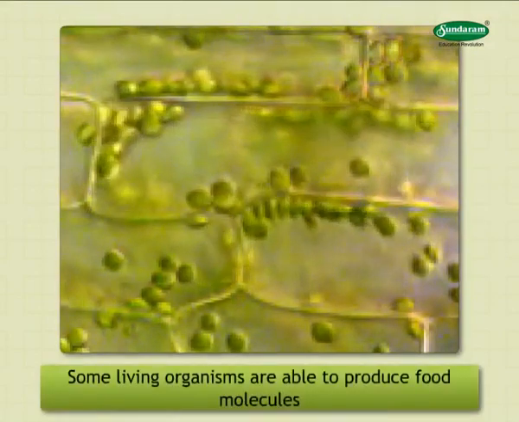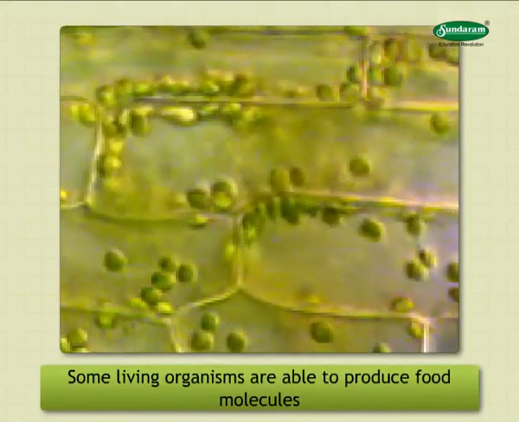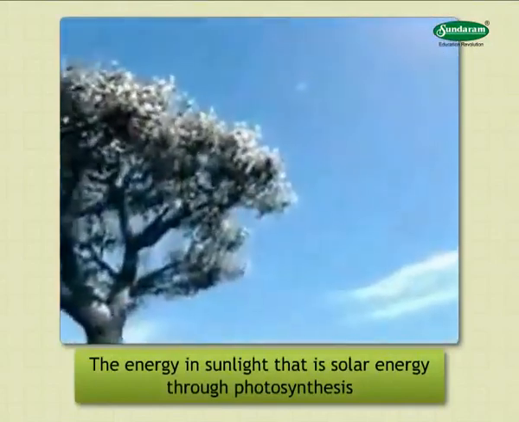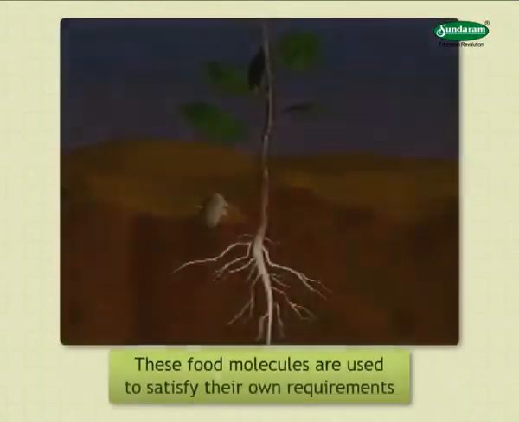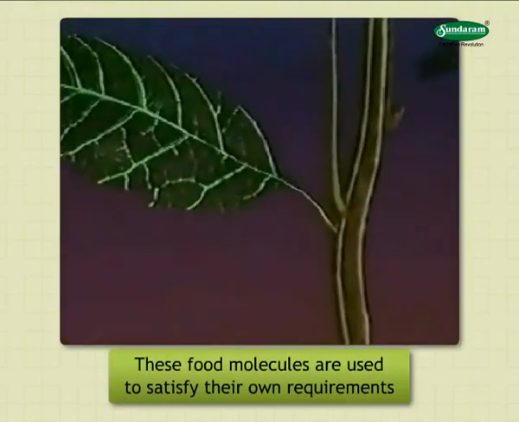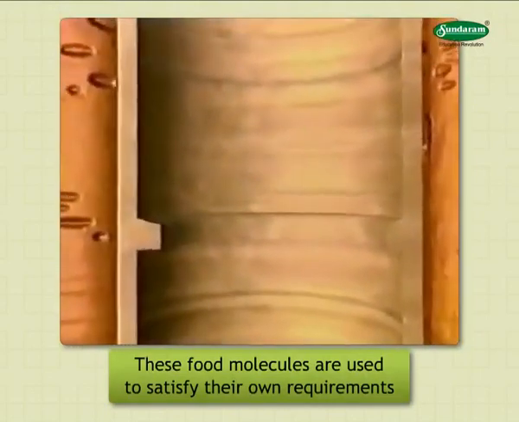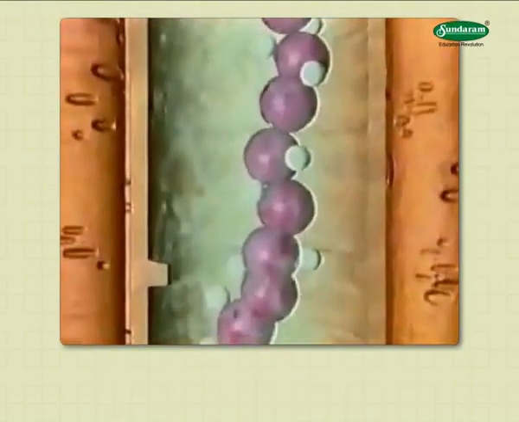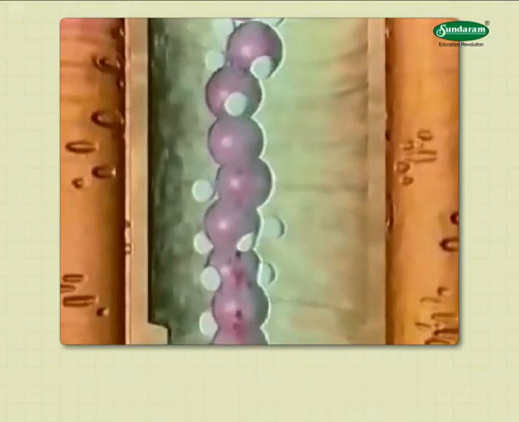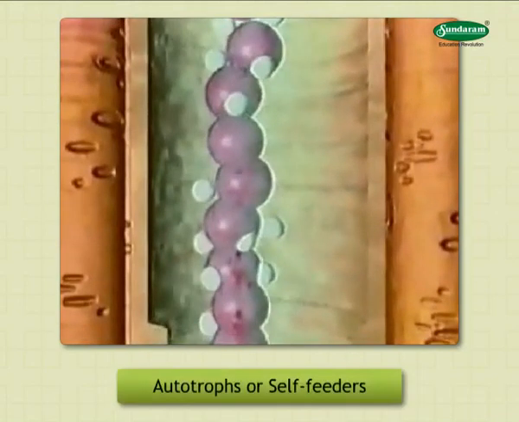Autotrophs. Some living organisms are able to produce food molecules themselves by harnessing the energy in sunlight through photosynthesis. They use some of these food molecules to satisfy their own energy requirements. The other food molecules remain stored in their bodies. Such organisms are called autotrophs or self-feeders.